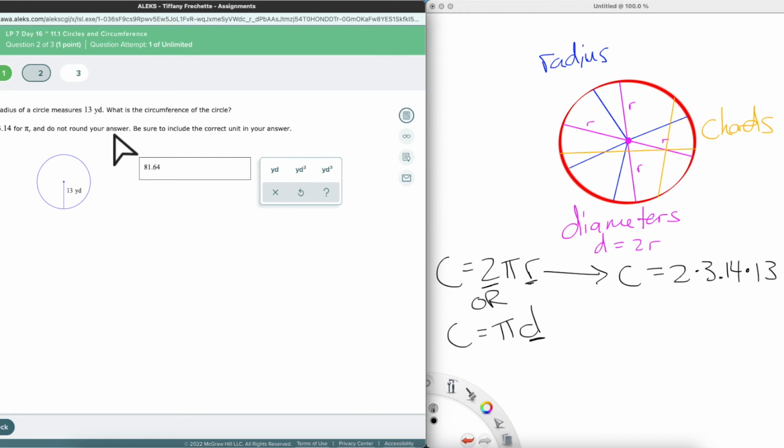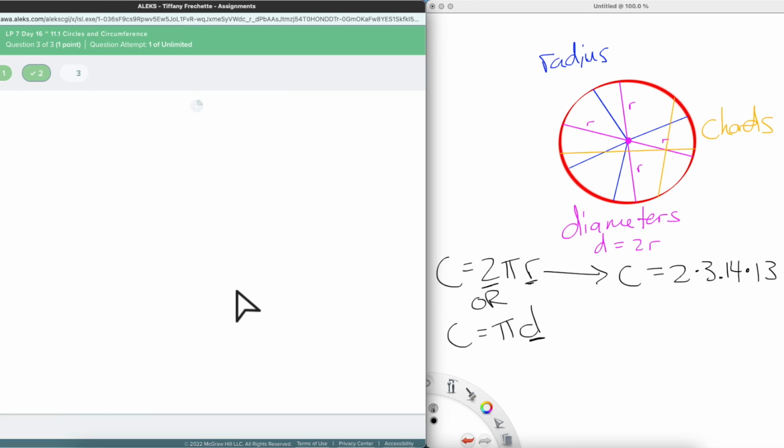It says do not round your answer, so do not round it, but make sure you use the correct unit. If I click check right now, it would warn me that I may need to use the correct symbol. Since it's just a length, it's just yards. It's 81.64 yards all the way around. This is definitely not a bike tire, that would be quite a large bike tire. But this is just the length around the outside, so it's just yards. Squared is for area, and cubed is for volume if we're looking at a sphere.